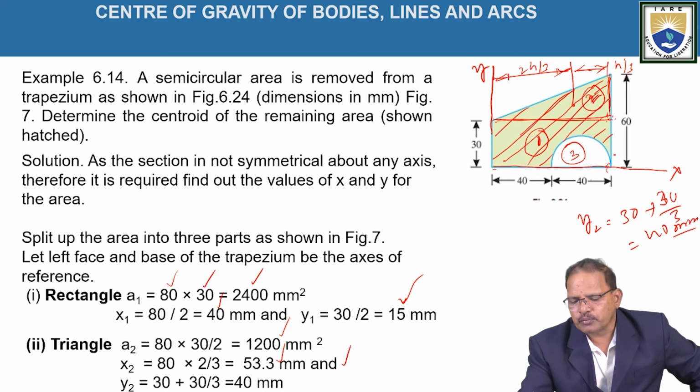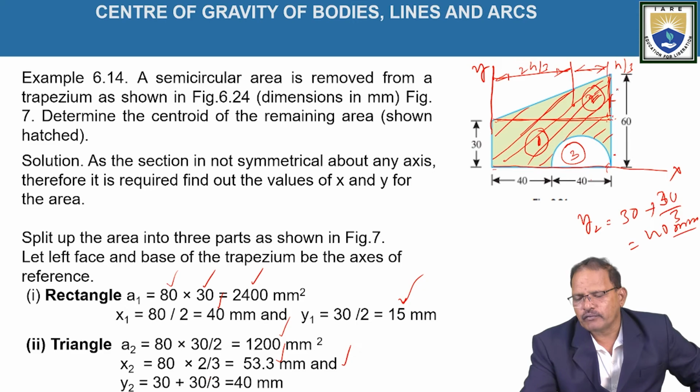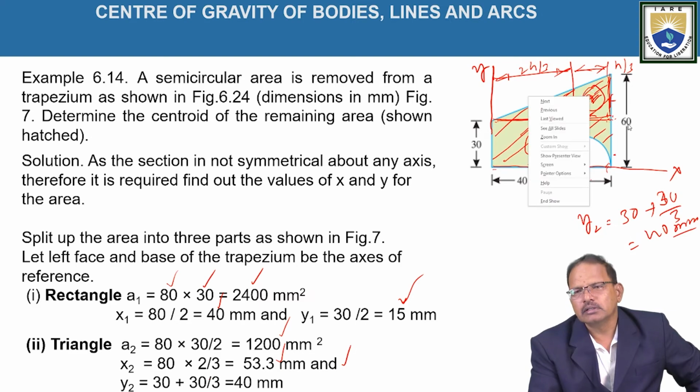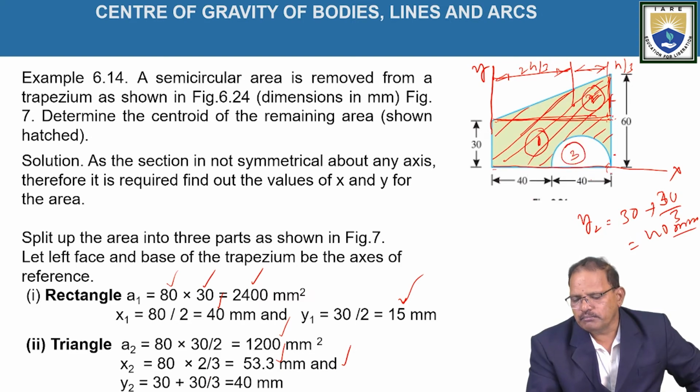Always you have to take the position of the centroid as lying at a distance of h by 3 from its base position. If a base is there, it is h by 3, that is 30 by 3 now. From the bottom position, 30 plus 30 by 3, which is equal to 40 mm.